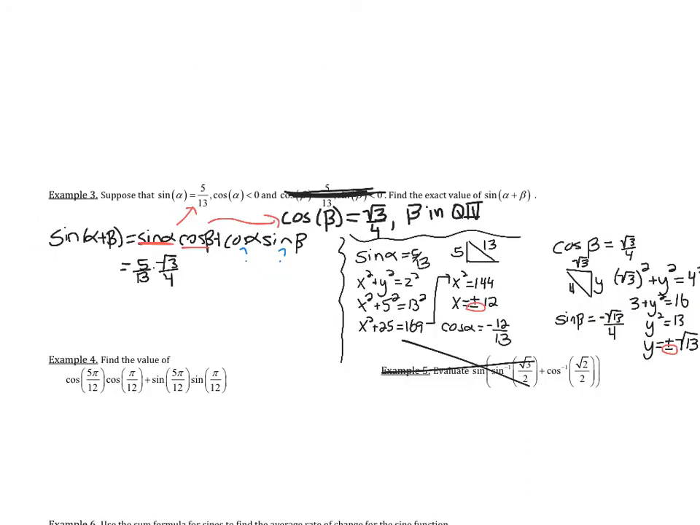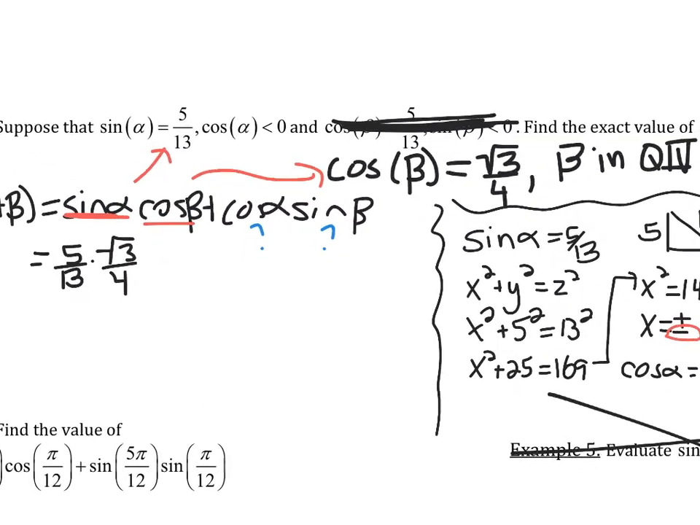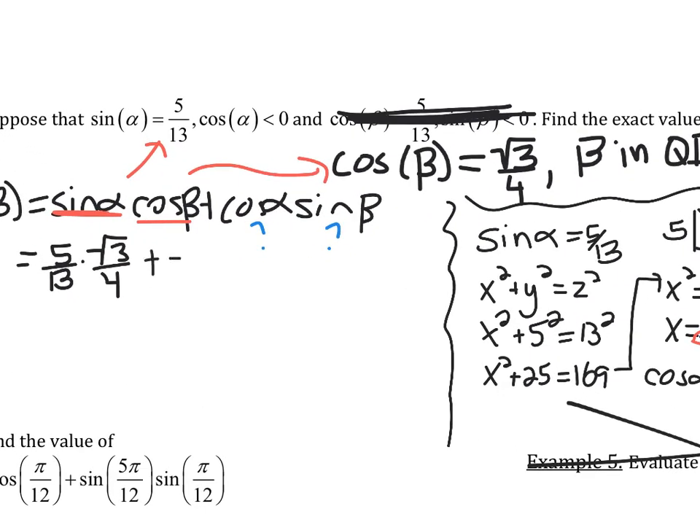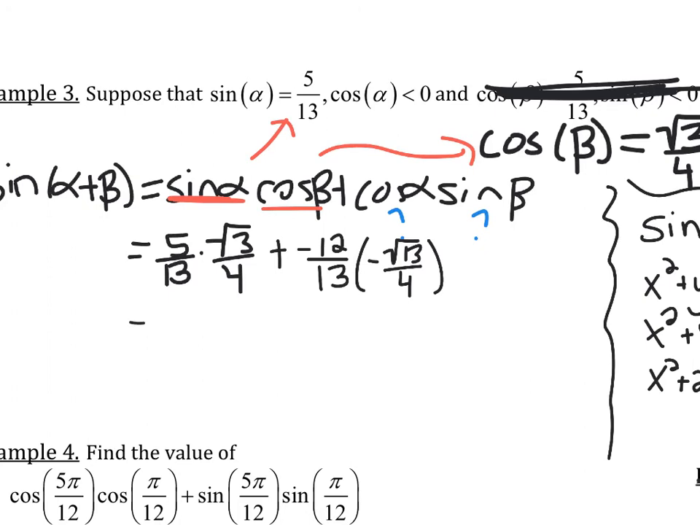So now going back to the problem, we know that we are going to add in our cosine of alpha as negative 12/13 and our sine of beta as negative root 13 over 4. So plus negative 12/13 multiplied by negative root of 13 over 4. We go ahead and simplify, and we get 5 square root of 3 plus 12 root of 13 all over 52.